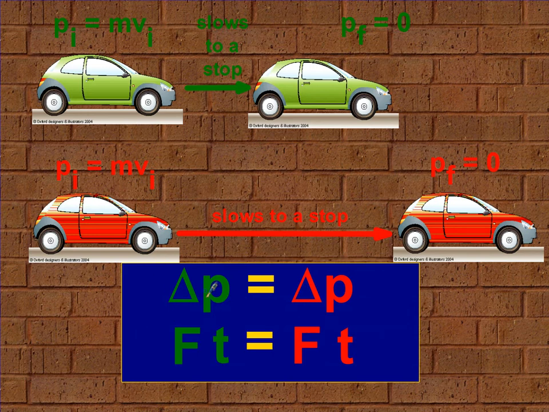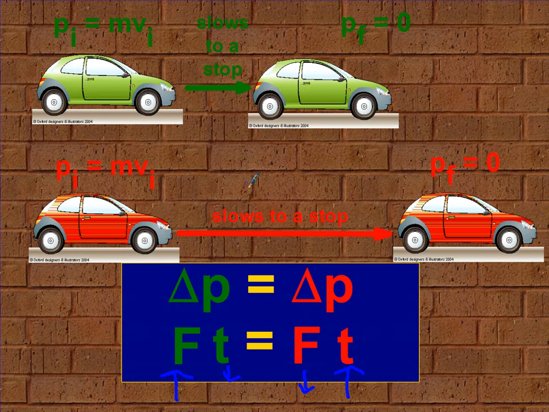If you look at this, the change in momentum of the green car is Ft, while the change in momentum of the red car is Ft. I think it should be fairly clear to see that the red car is going to have a much larger time to stop, which means you will wind up experiencing a smaller force, as opposed to the green car, which is going to stop in a very short period of time, and so you'll feel a larger force.